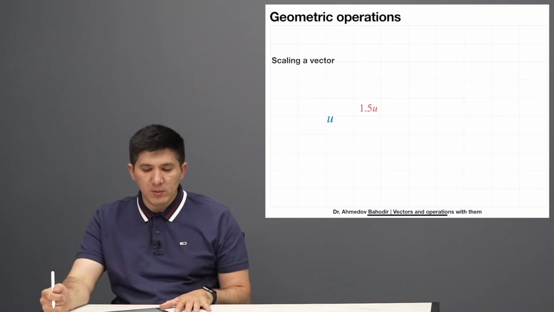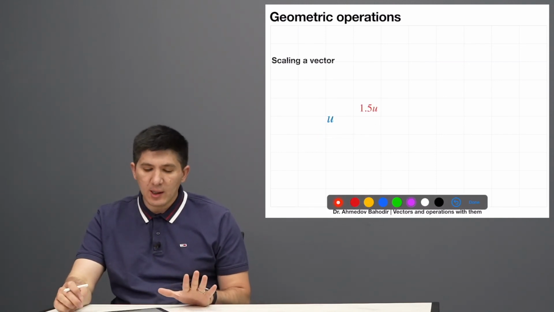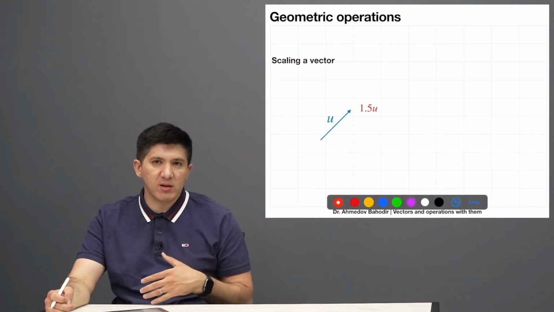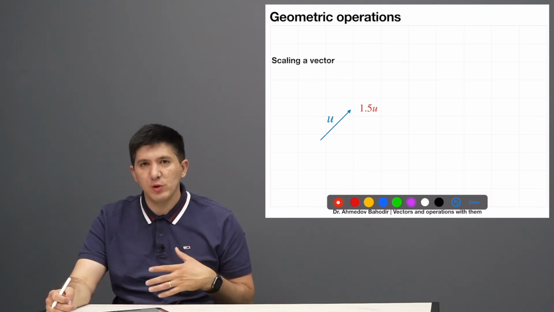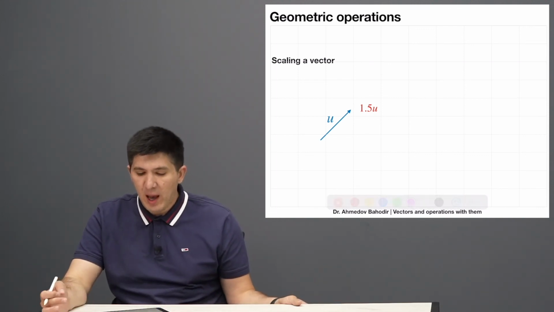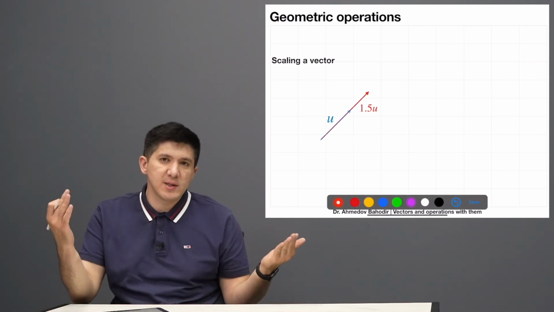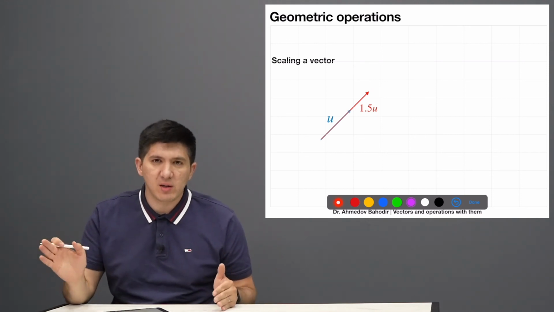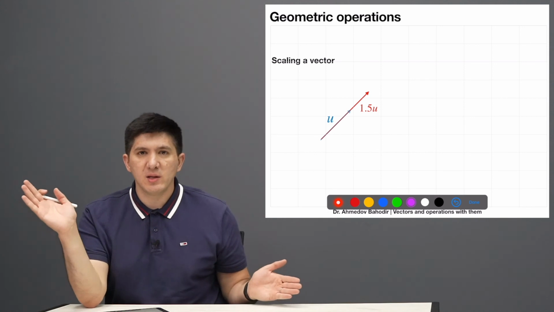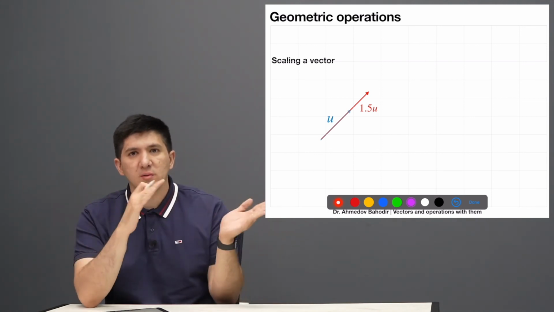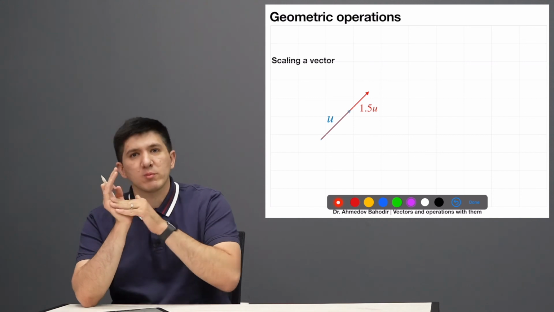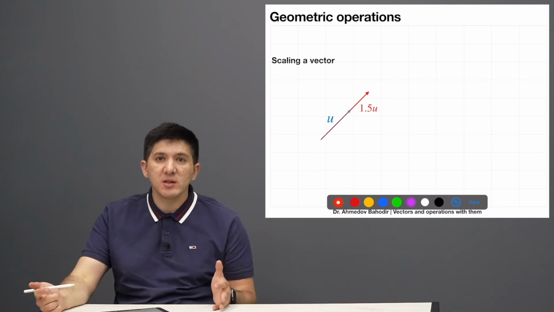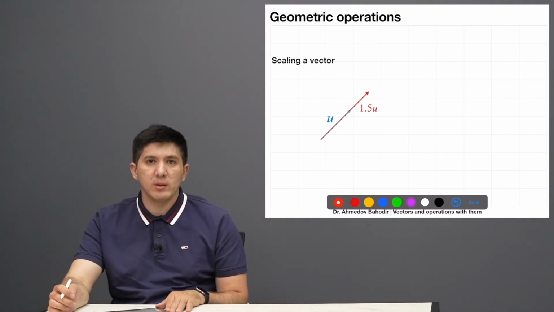Okay, so the last operation which I would like to discuss with you is scaling vectors. If you've got the vector u, what happens if you multiply this vector by some constant, for example 1.5, 2, 2.5, or any constant? Essentially, it is going to change the length. It is not going to change the direction. So if you multiply a vector by a constant, you can't really change its direction. You can change the direction of a vector by adding another vector or subtracting another vector, but you can't change its direction by just multiplying it by a constant.